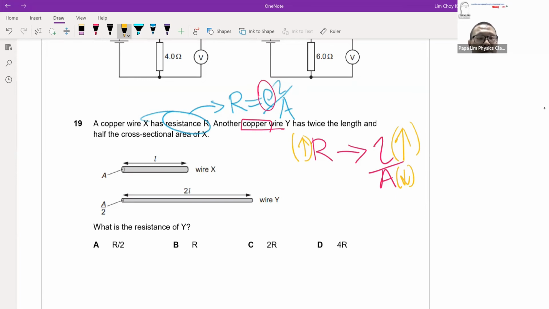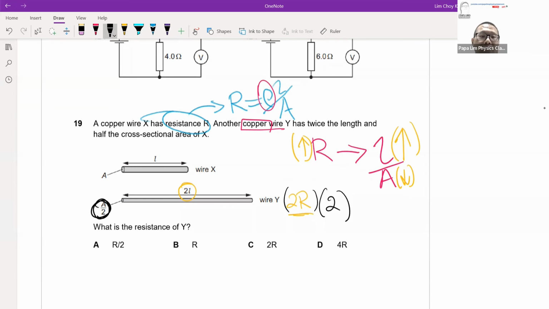For example, for resistance Y, the length actually has doubled. So my resistance will double at least minimally due to my length. Then the cross-sectional area actually has halved, so it has become smaller. The smaller the cross-sectional area, the bigger the resistance. So if I reduce by half, my resistance value will actually multiply by 2.